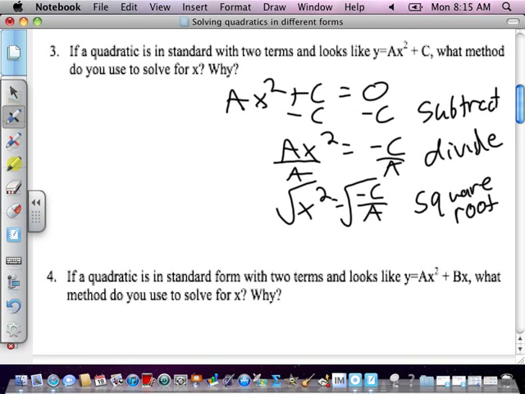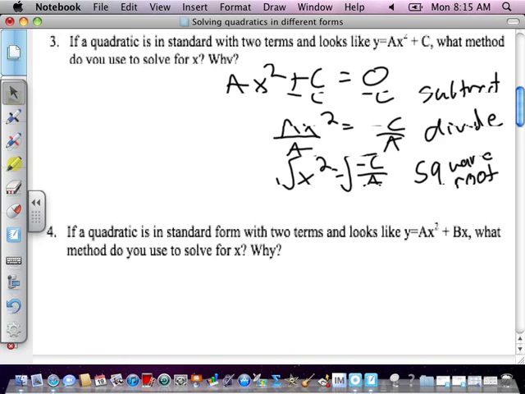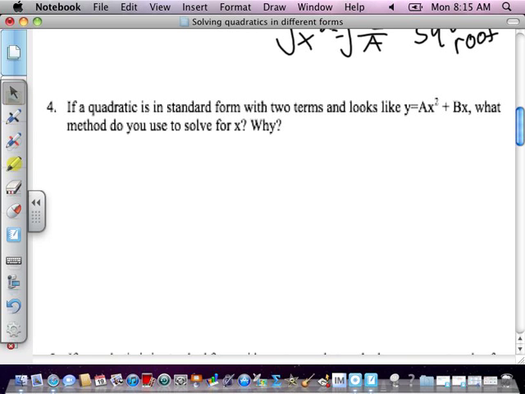All right, let's look at another one. We haven't done one like this before, but let's think about what method we would use to solve this. We've got ax squared plus bx. What if we set it equal to 0? What would we do? Do these two have anything in common? They have what in common? X. Could I take out an x?